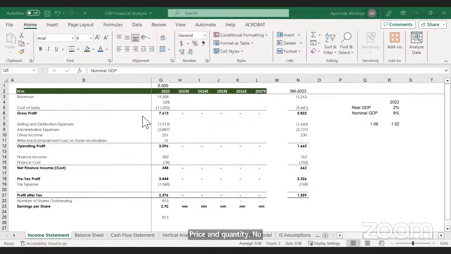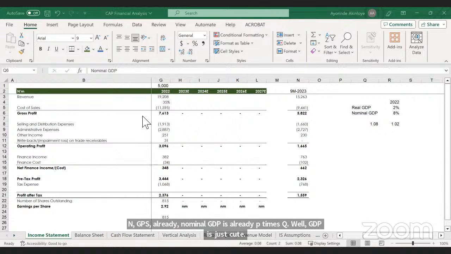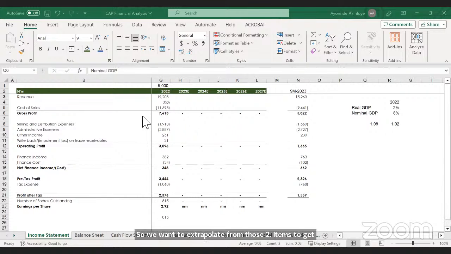Nominal GDP is basically revenue growth. This time around it is revenue growth for the entire industry. That's nominal GDP. Nominal GDP focuses on price and quantity. So nominal GDP is already P times Q, while real GDP is just Q. So we want to extrapolate from those two items to get the growth rate for P, that's price. We want to get what the growth rate for price is going to be. So that is what we want to do.